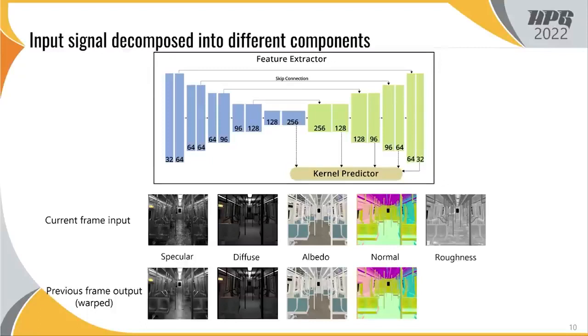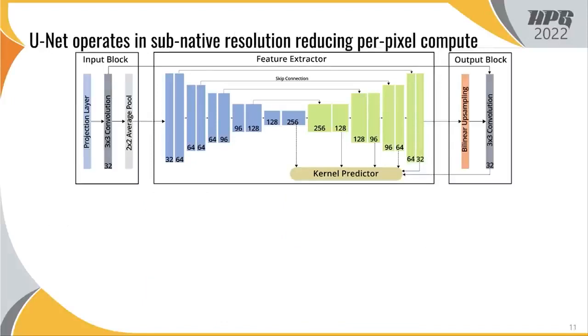Providing all these buffers as input to the feature extractor directly can be expensive since the first two convolution layers in the encoder and the last two convolution in the decoder stage must operate in the native resolution. Instead, we add a lightweight input and output block to extract features from native resolution and use the unit feature extractor in a subnative resolution, reducing the number of per pixel multiply accumulate operations.